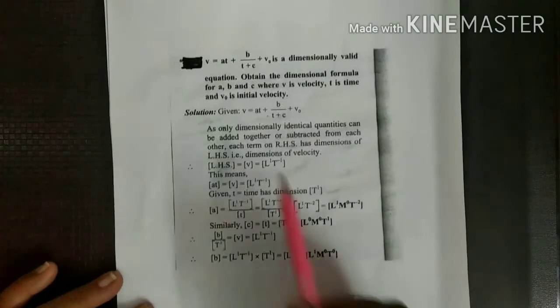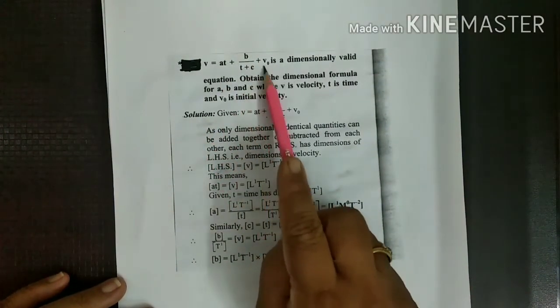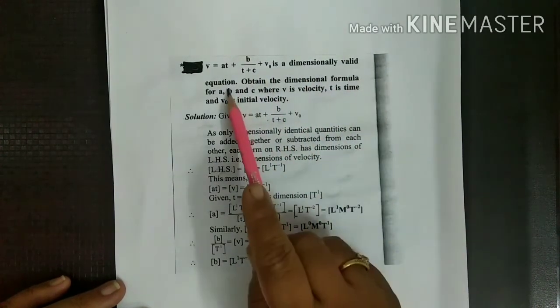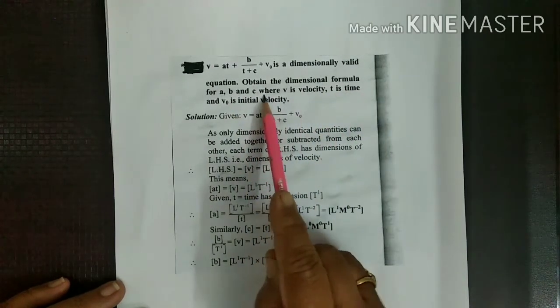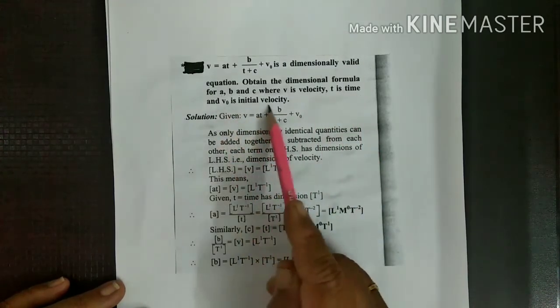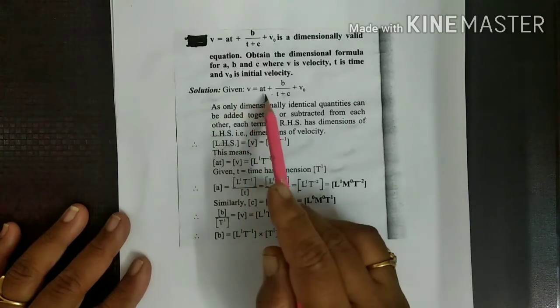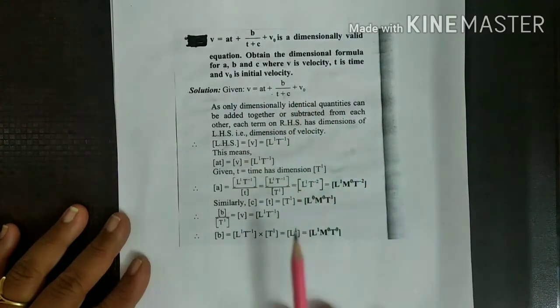Then next, V is equal to AT plus B upon T plus C plus V0 is a dimensionally valid equation. Obtain the dimensional formula for A, B and C, where V is the velocity, T is the time, and V0 is the initial velocity. The given equation is V equals AT plus B upon T plus C plus V0.